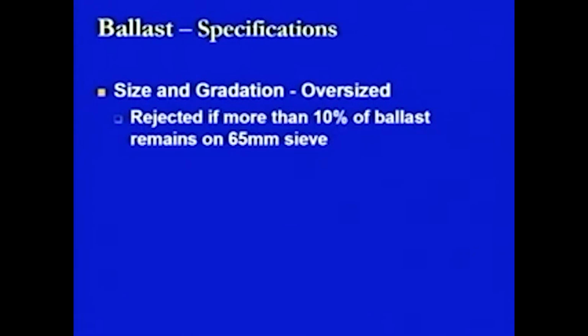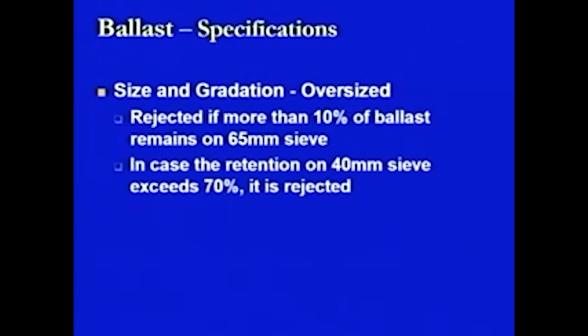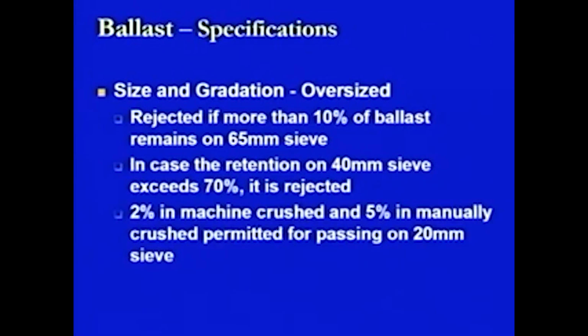There is another specification related to the oversize of the ballast. It has to be rejected if more than 10% of the ballast remains on the 65 mm sieve. Similarly, in case the retention on the 40 mm sieve exceeds 70%, then also it has to be rejected. If the values fall in between the permitted values and these limits, then a sort of penalty is to be imposed by the Indian Railways. Then in the case of the 20 mm sieve, 2% is permitted for passing in machine crushed condition and 5% in manually crushed condition.